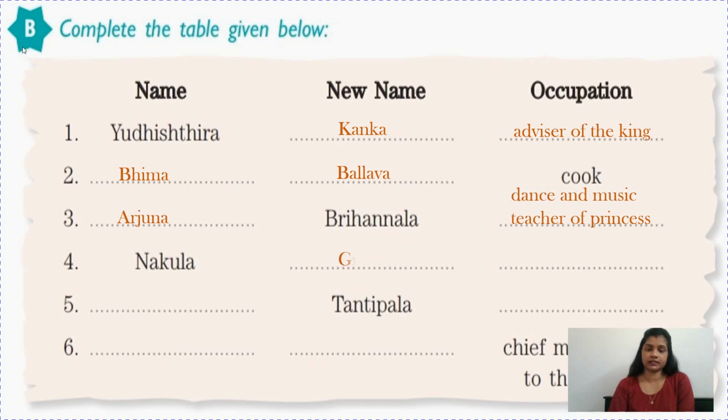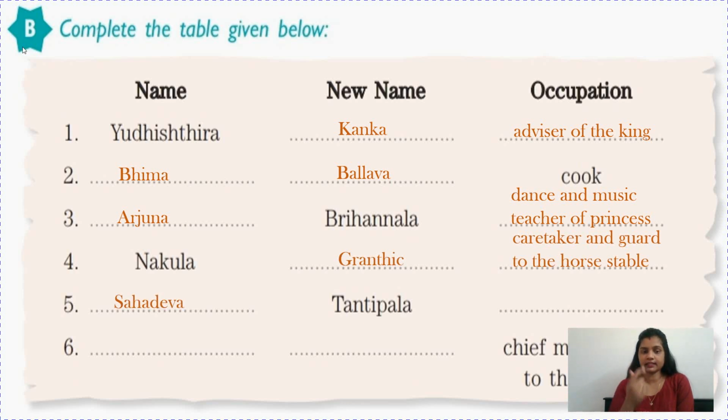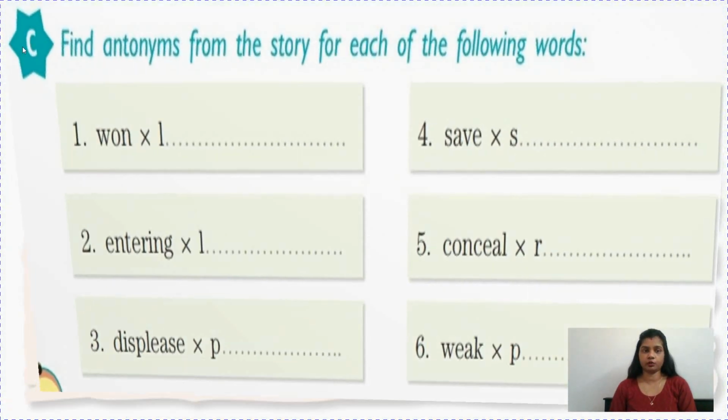The fourth brother was Nakula. His name was Granthik and his new occupation was that he was the caretaker and guard to the horse stable. Now the last brother was Sahadeva. His new name was Tantipala and he was the caretaker of the cattle. And the sixth number was Draupadi. She was wife of all the five brothers. Her new name was Sairandhari and she was chief maid servant to the queen.